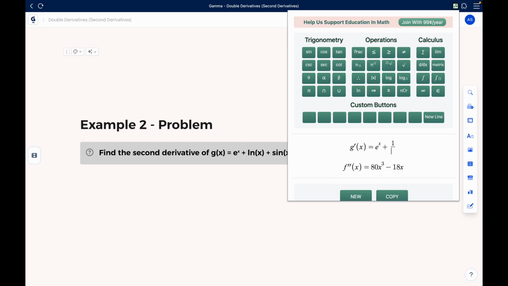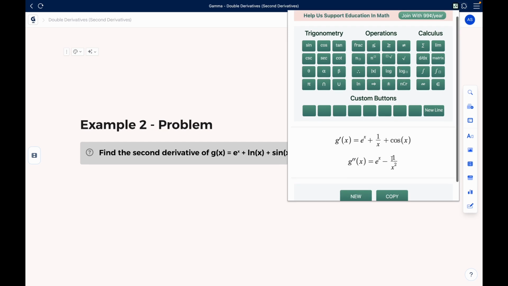Then plus 1 by x for the derivative of the natural logarithm of x, then plus cosine of x. Now g double dash x is the derivative of g dash of x. So again, we'll get e to the power of x. Then, using the power rule, we'll get negative 1 by x squared for the derivative of 1 by x.